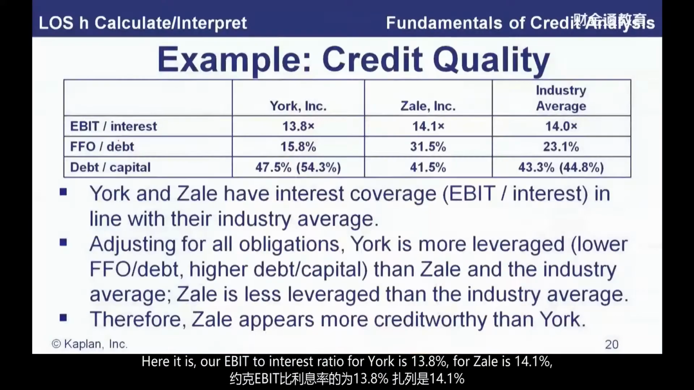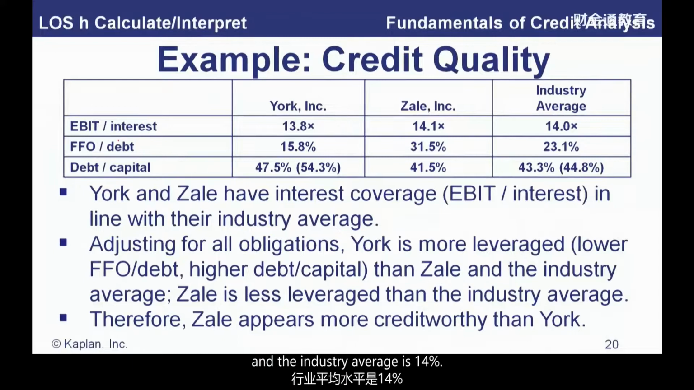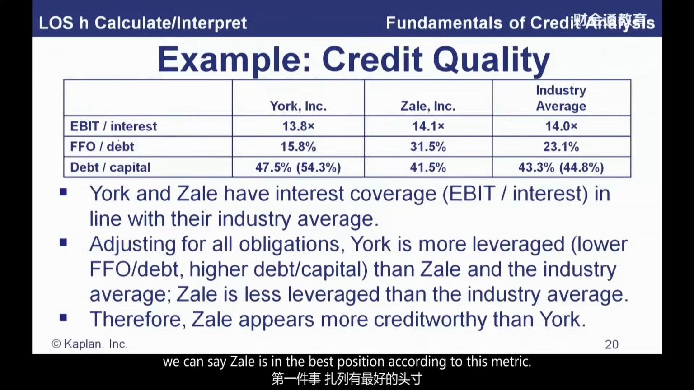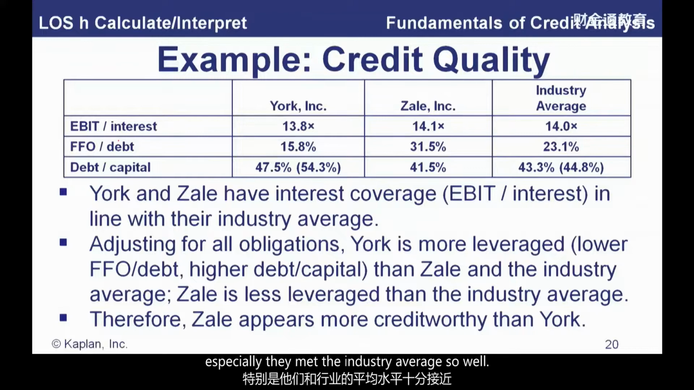So here it is. Our EBIT to interest ratio for York is 13.8. For Zale it's 14.1, and the industry average is 14. Well, we could say two things about this. We could say Zale is in the best position according to this metric. Another thing we might say is they're all pretty darn close together, and it's a tough call, especially since they match the industry average so well.